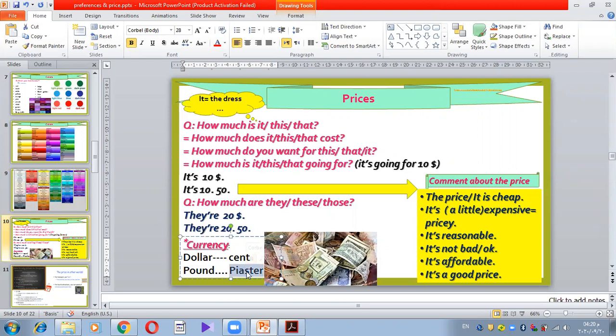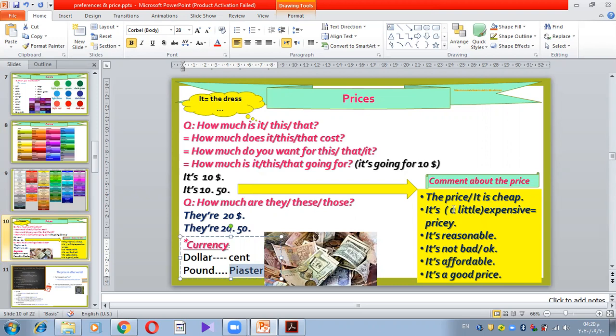Okay, so don't forget, you can mention the currency or you cannot. It's up to you. You can mention it, or if you don't want to, don't mention it, and it's okay as well. Now, if I told you a price and the price was cheap or expensive, what's your response? Comment about the price: it's cheap. It's a little expensive or pricey.